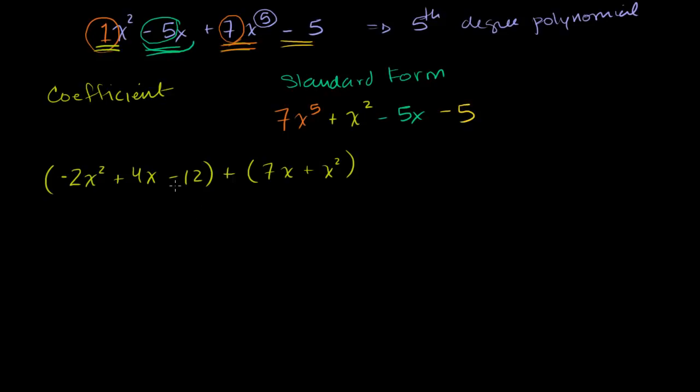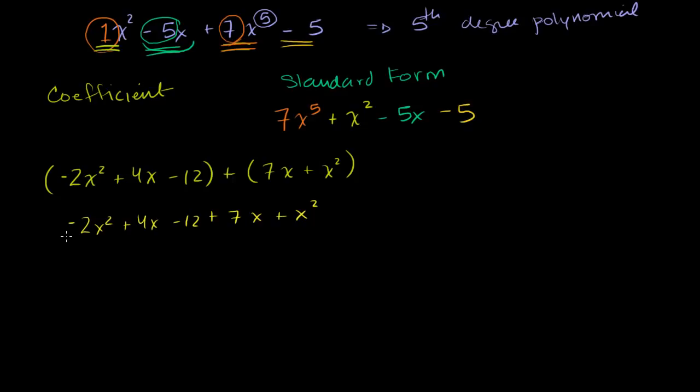But anyway, I have these parentheses here, but they really aren't doing anything. It's not like if I had a subtraction sign here, I would have to distribute the subtraction, but I don't. So I really could just write this as minus 2x squared plus 4x minus 12 plus 7x plus x squared. And now let's simplify it. So let's add the terms of like degree. And where I say like degree has to also have the same variable. But in this example, we only have the variable x.